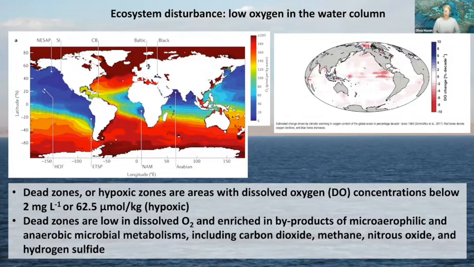So these are low in dissolved oxygen and enriched in microbial metabolic products like carbon dioxide, methane, and nitrous oxide. So let's think about these three gases for a minute. These three gases are all important greenhouse gases, right? And we're going to talk about nitrous oxide today. So remember that these OMZs are enriched in these potent greenhouse gases. And in some places, they're also enriched in hydrogen sulfide, which is toxic.